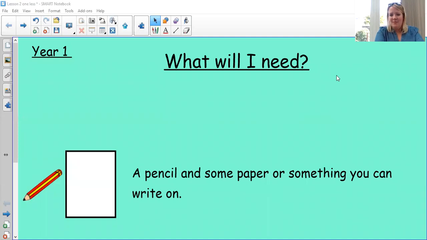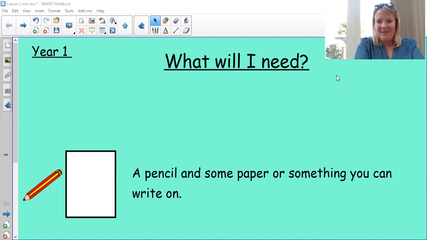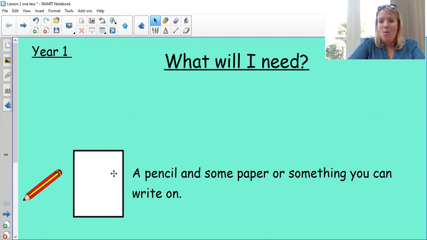So shall we have a look at what we're going to need for our lesson today? Okay, you are going to need, I'm going to make myself a little bit bigger. You are going to need a pencil and some paper or something you can write on. If you don't have a pencil and you've got a pen, that's absolutely fine. But all the same, if you don't have anything to use, it doesn't matter. You can just talk to me and we can share our answers as well, okay? But a pencil and a piece of paper would be handy to have. Okay, let's get started then.